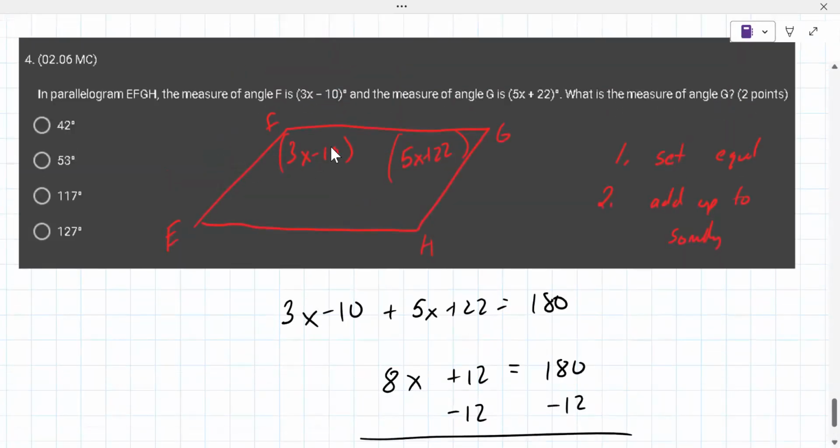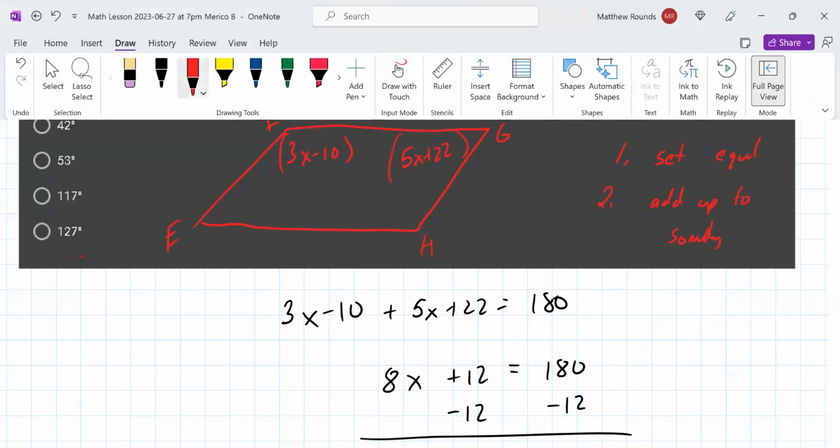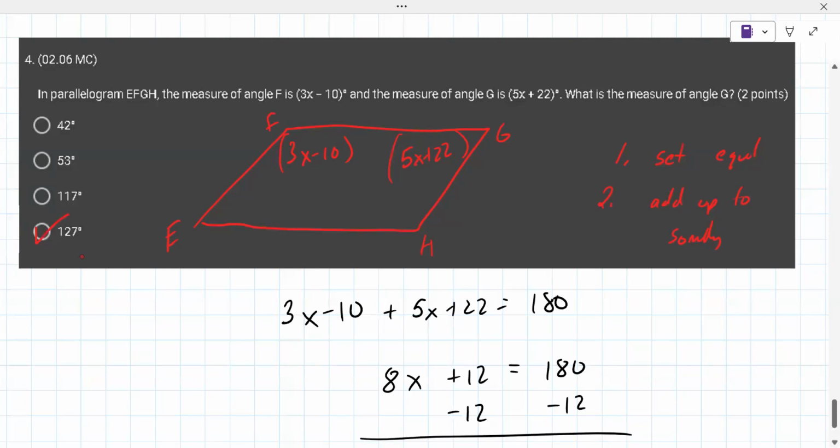So angle G, though. Oh, yeah. You're right. I'm sorry. I'm thinking they're congruent. You are absolutely correct, and I apologize. I just did it visually, and I thought it was something else. So well done. It's totally fine. I get it.